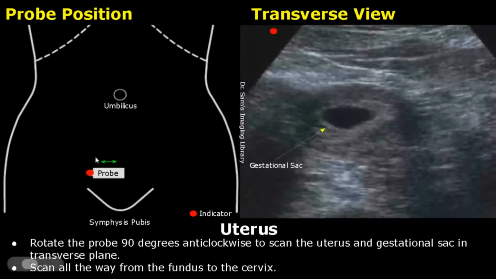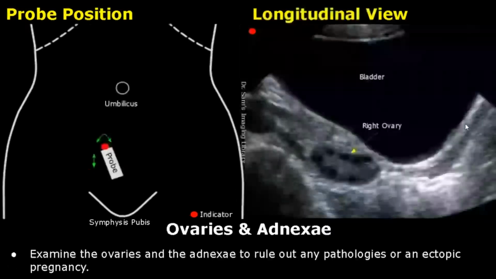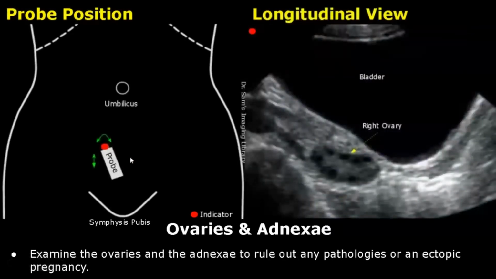Rotate the probe 90 degrees anticlockwise to scan in transverse plane. This is the uterus containing a gestational sac in transverse view. Scan all the way from the fundus to the cervix. Make sure you examine the ovaries and adnexa as well by placing the probe in this manner in longitudinal plane.